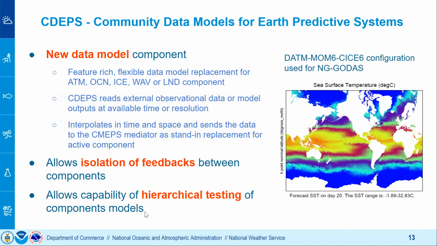It allows isolation of feedbacks between components. If you want to investigate the coupling feedback, you want to isolate one-way coupling, you basically can replace a component with a data model easily. And it also allows the capability to build hierarchical testing for component models.